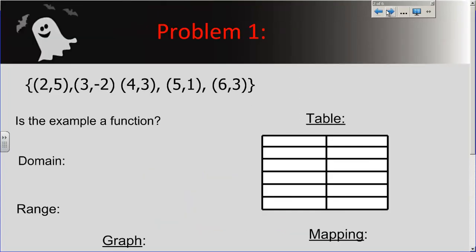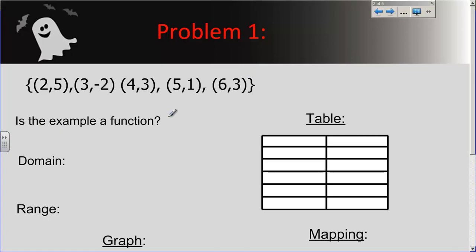There are several ways to represent a relation. You can write it out like this. This is what we call a set of ordered pairs. It is a set because it has the squiggly little brackets around it. That's what makes it a set. Then you've got 1, 2, 3, 4, 5 ordered pairs in there. The first question says, is the example a function?